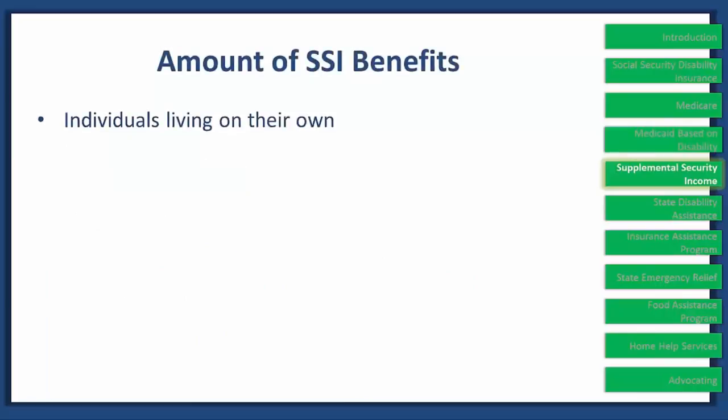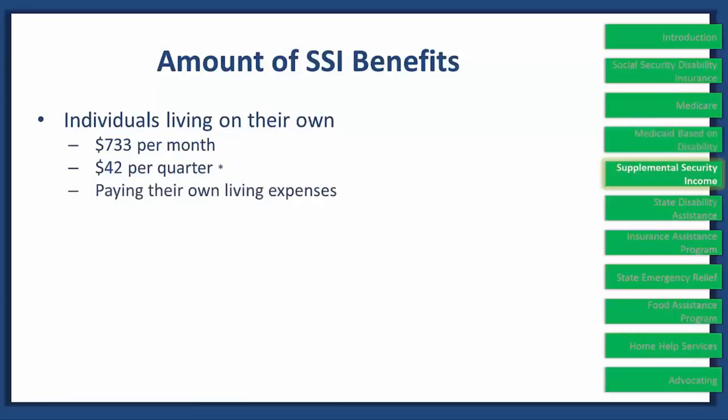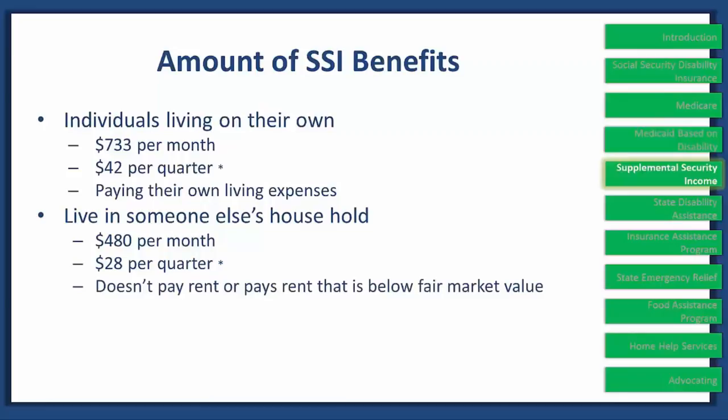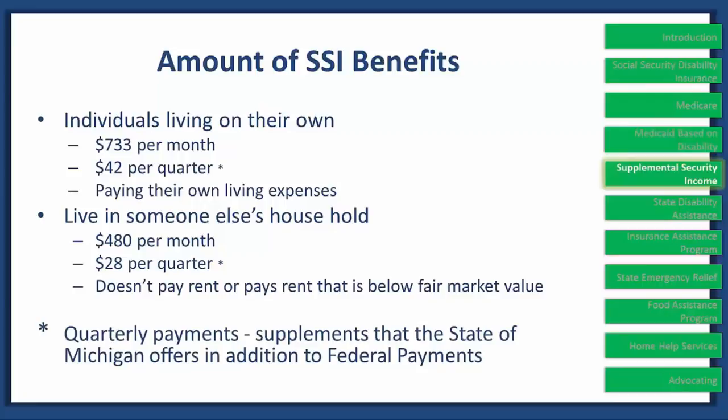Amounts for SSI benefits are $733 per month plus $42 per quarter for people living on their own, which in this case means paying their own living expenses. For people who live in someone else's household, they receive $480 per month, plus $28 per quarter. This refers to someone who doesn't pay rent or pays rent that is below fair market value. The quarterly payments are the state supplement that the state of Michigan offers in addition to federal payments.